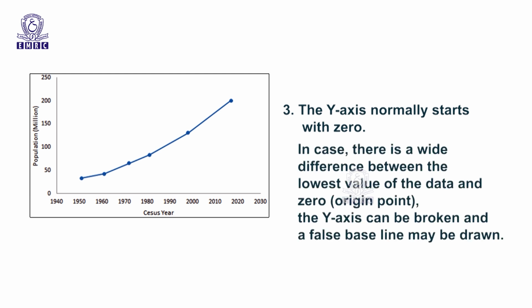In case there is a wide difference between the lowest value of the data and 0, the origin point, the y axis can be broken and a false baseline may be drawn. The quadrants: quadrant 2, quadrant 1, quadrant 3, quadrant 4, with x negative values and y positive values. If the variables are in different units, double scales can be taken on the y axis. The scales adopted should be clearly indicated and the graph must have a self-explanatory title.